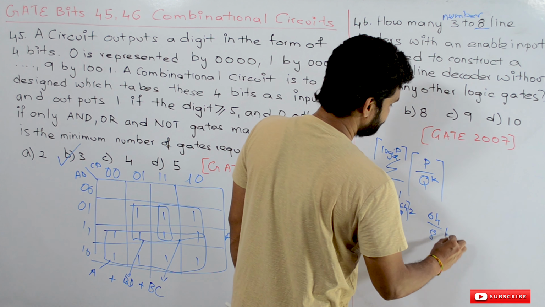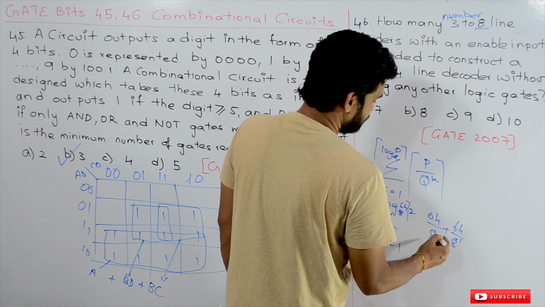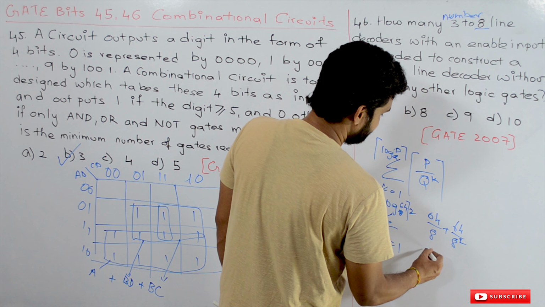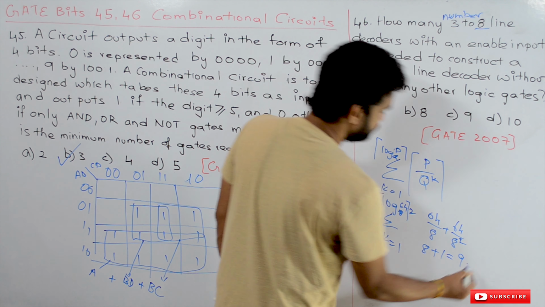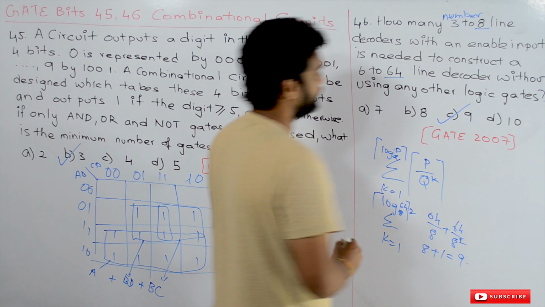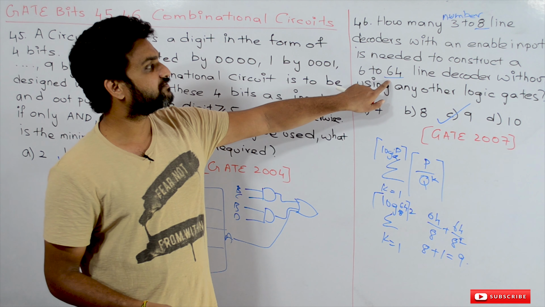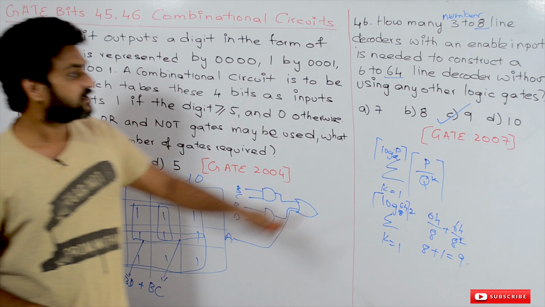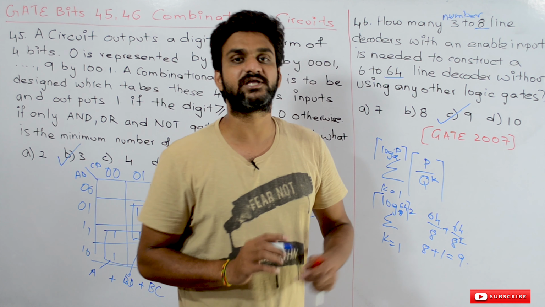Now it is going to be 64 by 8 plus 64 by 8 squared, which is 8 plus 1, which is equal to 9. So the minimum number of 3 to 8 decoders that are required to construct a 6 to 64 decoder is 9. This is how we can solve these problems. Hope you got the clarity on this concept.